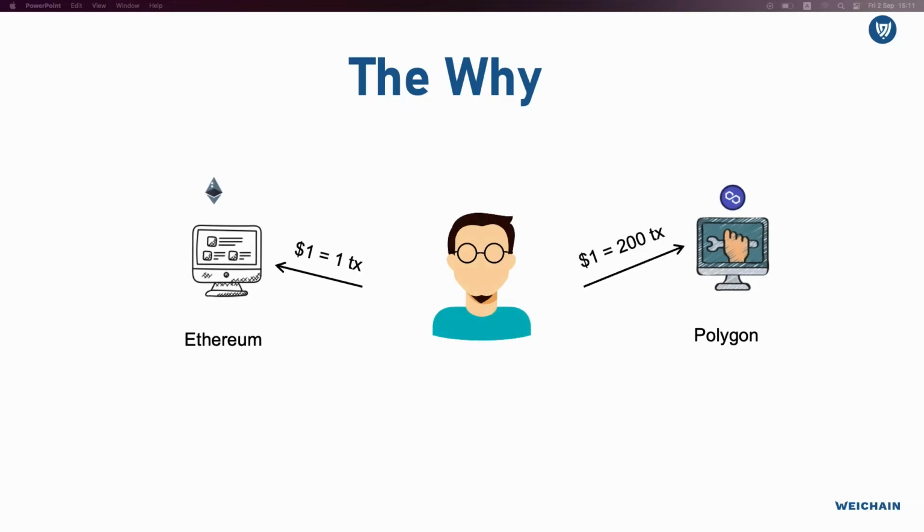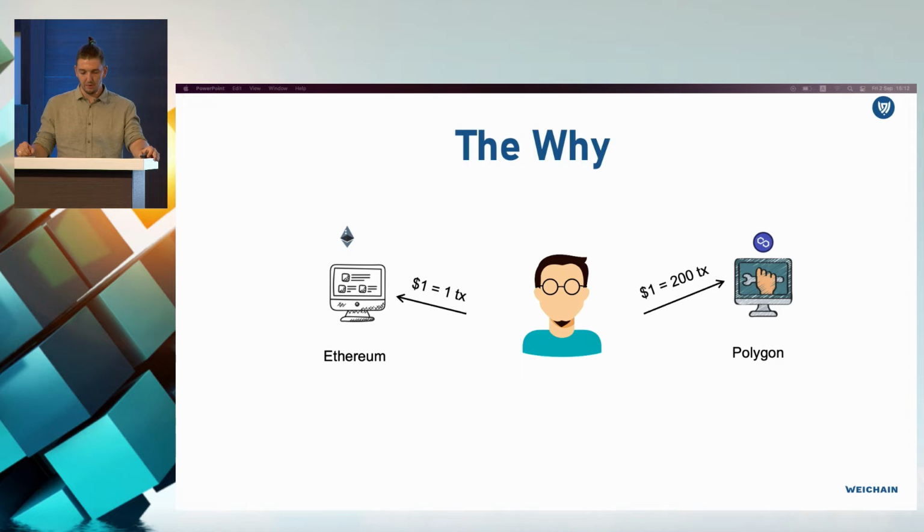Another use case is that on Ethereum, if you have to do a transaction, you most probably have to pay a lot of fees. Today is a good day because the fees are low on Ethereum because the congestion is not that big, but we've all seen that you can pay up to $1,000 for a transaction. So if $1 is enough for one transaction on Ethereum, with $1 you can do, let's say, 200 transactions on Polygon, which gives you a better incentive to do transactions on Polygon.